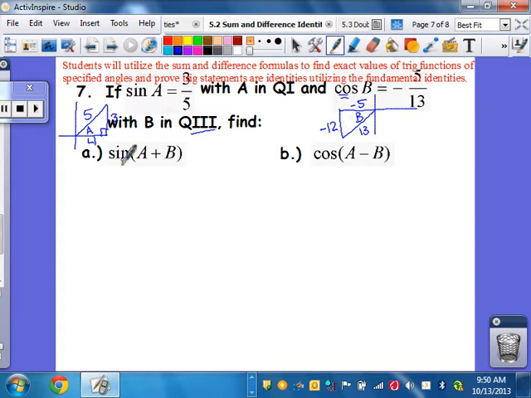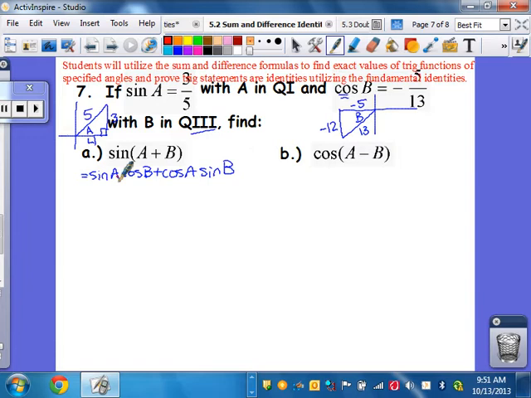So now what I need to do is I need sine of A plus B. So I need to go to my salmon sheet. The sum sine formula equals what? It's sine A cosine B plus cosine A sine B. Okay? And I have to go find all of them with the given triangle that they ask for.